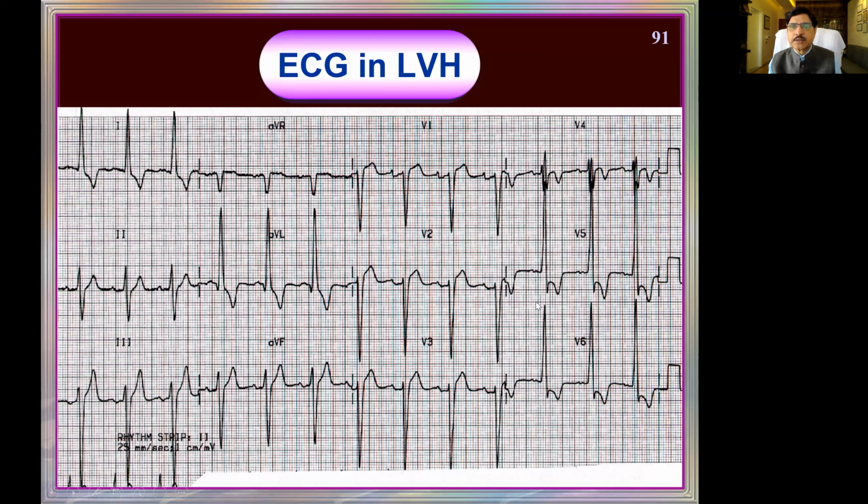If it crosses 35, V1 S plus V6 R is LVH. Look at the associated T wave abnormalities, the ST-T changes, which are in the opposite direction. Here they are in the same direction. So here also they are in the opposite direction. Here also they are in the opposite direction. This is classical of left ventricular hypertrophy. So this ECG has got normal heart rate, left axis deviation, no right atrium, left atrium present, left ventricular hypertrophy.